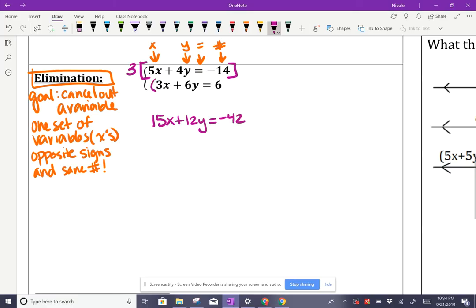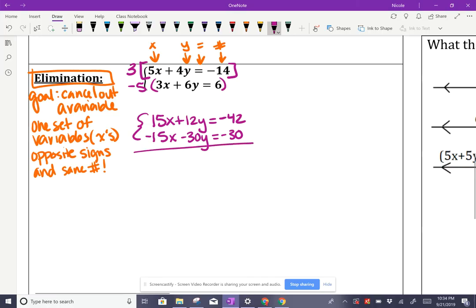Secondly, I'm going to multiply the entire bottom equation by negative 5 because I want it to turn into a negative. And that negative needs to distribute to every piece. So I have negative 15x. 5 times 6 is negative 30y. 5 times 6 is negative 30. So now here is my new system, my modified system.